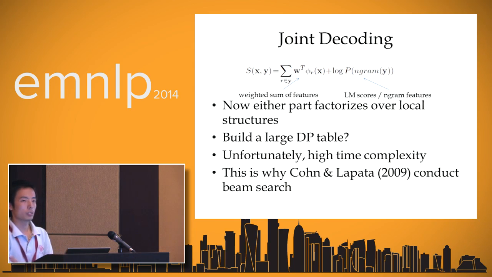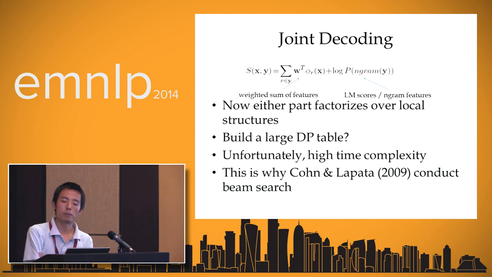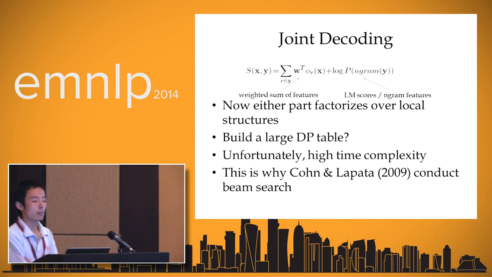So how to do the dynamic programming? Maybe you can build a large dynamic programming table, but in this case, the time complexity is also very high. It's near exponential, and that's why in the paper of Cohen and Lapata 2009, they conduct beam search, and they decide not to find the exact result. So the problem lies in the joint decoding.